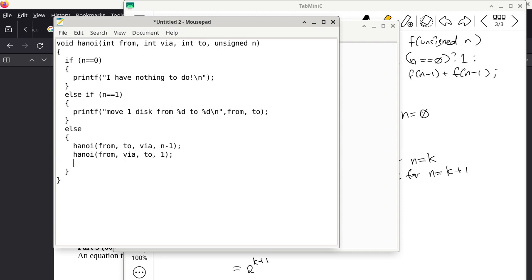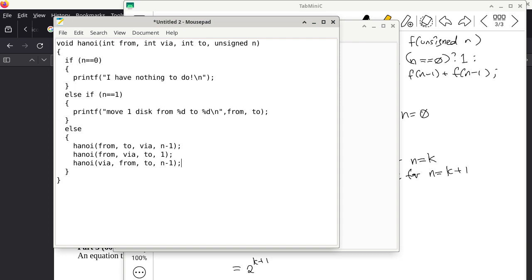But at this point, your via pole is going to have a bunch of stuff on it. So it is time to move all that stuff to the to pole using the original from pole as a via. So now you say Hanoi. This time you're going from via. This is where everything is buffered up, using the from pole as the via, and then using the to pole as the actual destination. And there should be n minus 1 of those. So that is the Tower of Hanoi algorithm. Pretty sure this one works.